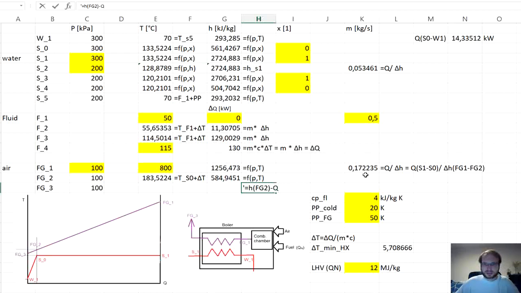So Q is 0 to W1 divided by the mass flow rate of the flue gas. So let's put it as a value: enthalpy Fg2 minus these 14 kilowatts divided by the mass flow rate of the flue gas. And now we have enthalpy at the outlet, we have pressure at the outlet, we can get the temperature at the outlet.